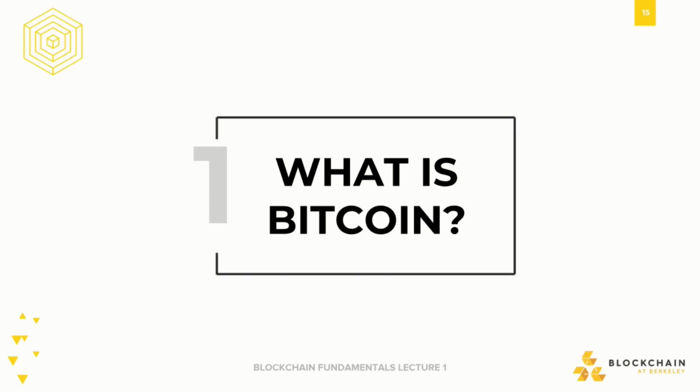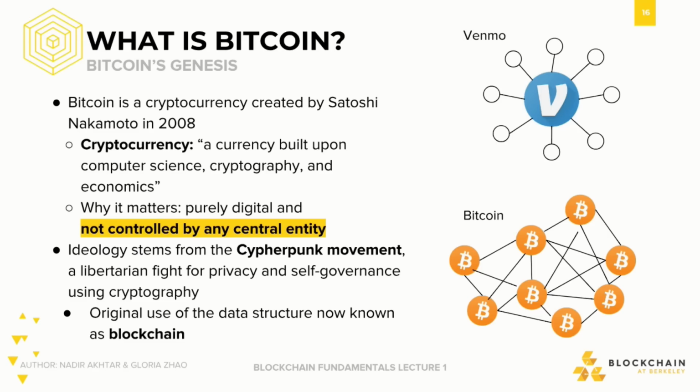So first of all, what is Bitcoin? The formal definition is Bitcoin is a cryptocurrency, the first successful cryptocurrency built by Satoshi Nakamoto in 2008. Now, what is a cryptocurrency? Well, it's a currency, it's digital, and it uses computer science for efficiency, cryptography for security, and economics for incentive alignment to make it work functionally as a currency. And why it matters? First of all, it's purely digital. That's not anything new, but the most important part is it's not controlled by any central entity.